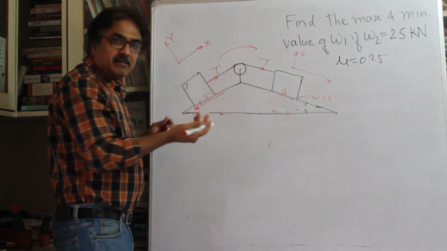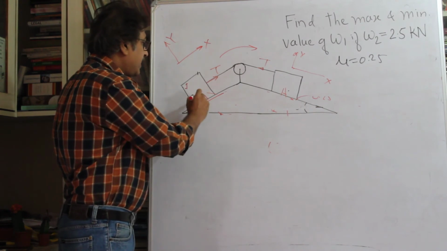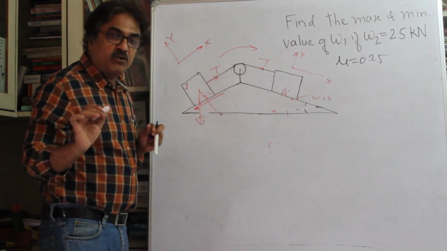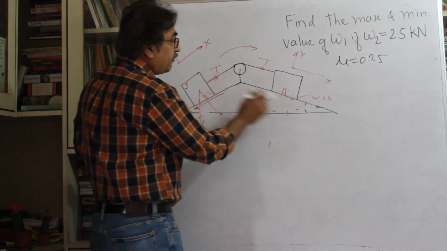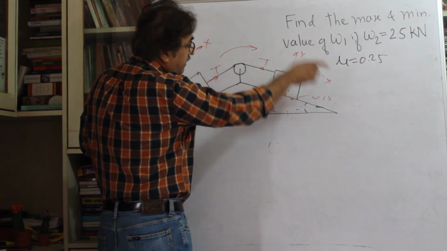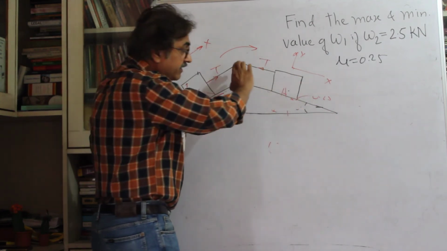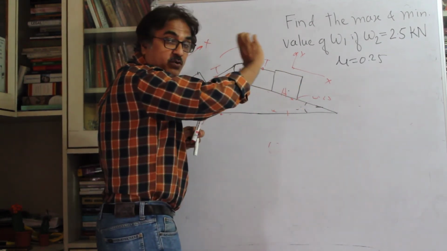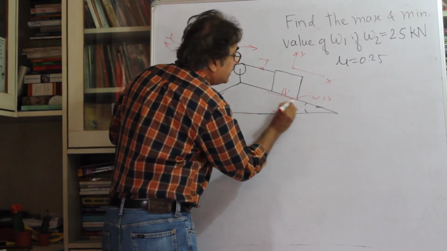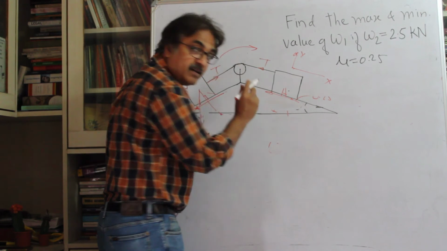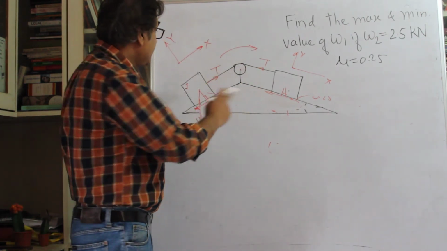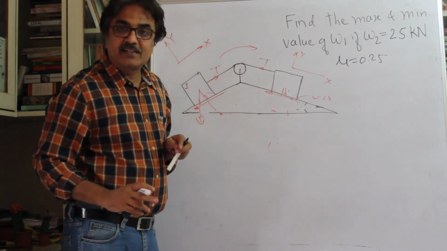And again, the other forces are the same. This will be W, this normal reaction, etc. That's going to remain the same. The impending motion is in the clockwise direction, so the frictional force will be upward. It will be opposite to that in the first case. So just change the directions of friction, that's it.